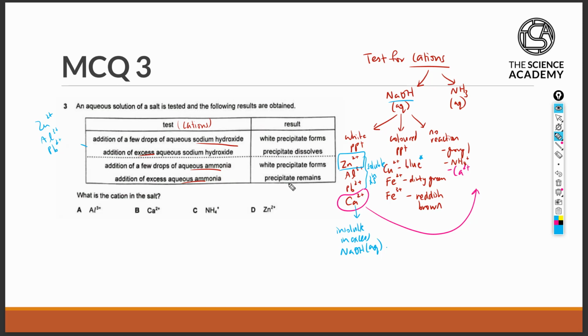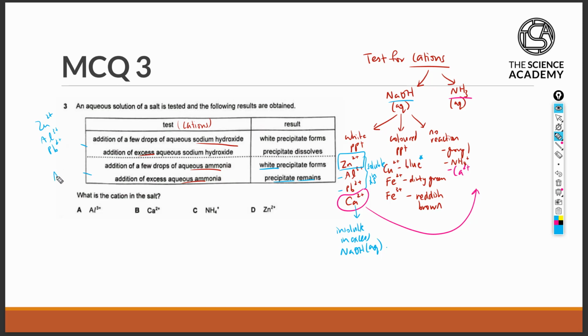The second test using aqueous ammonia forms a white precipitate again, so it could either be zinc, aluminium or lead in this case, because calcium ions will show no reaction when we test with aqueous ammonia. The white precipitate remains when there is excess aqueous ammonia. So we know that when testing with excess aqueous ammonia, only zinc can dissolve in excess, which means the other 2 ions will not dissolve and the precipitate will remain.